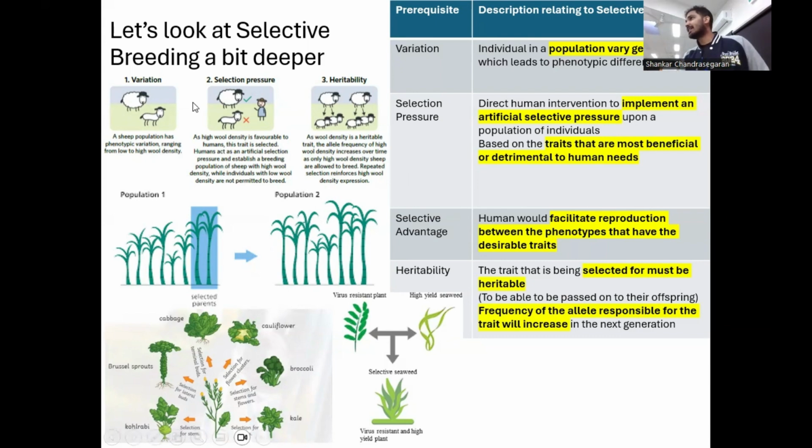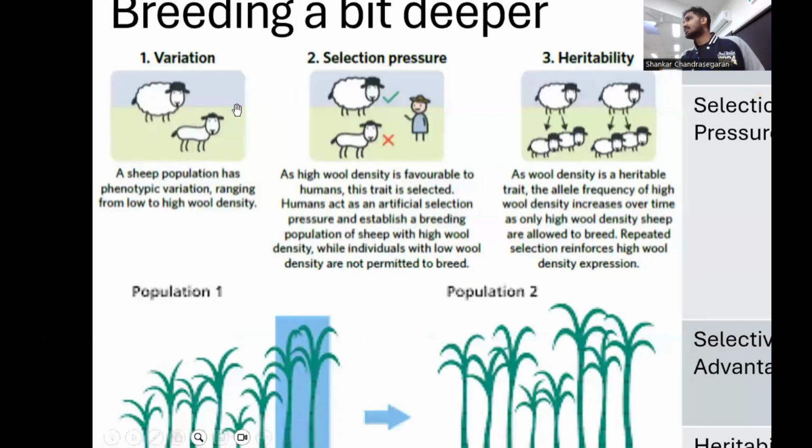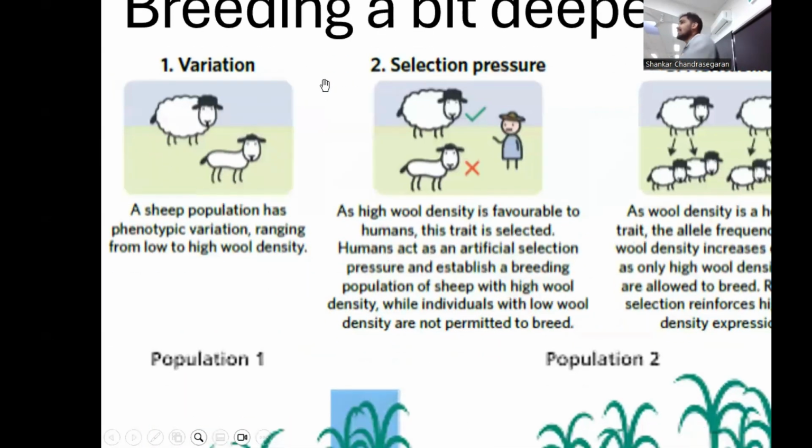One example is here, right? You see there exists a population of sheep. Some will have a lot of wool, some will have a small amount of wool, and some will be in the middle. That is the variation that exists within a population. And as humans, we obviously want a lot of wool so that we can make products out of it. So we will select for those sheep that have the highest amount of wool. That is the selection pressure.